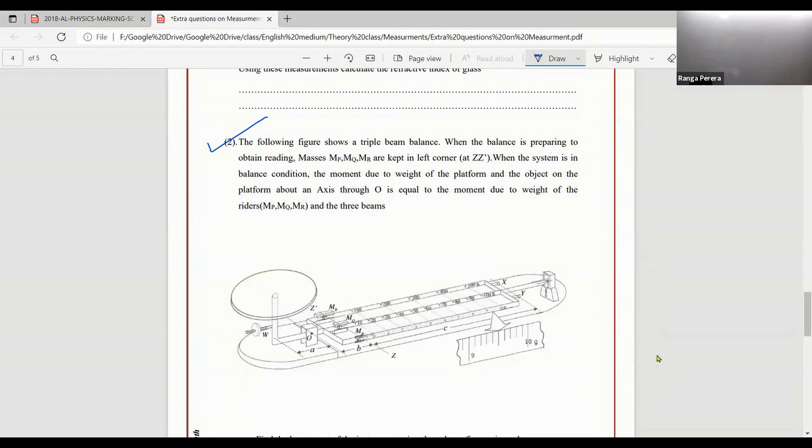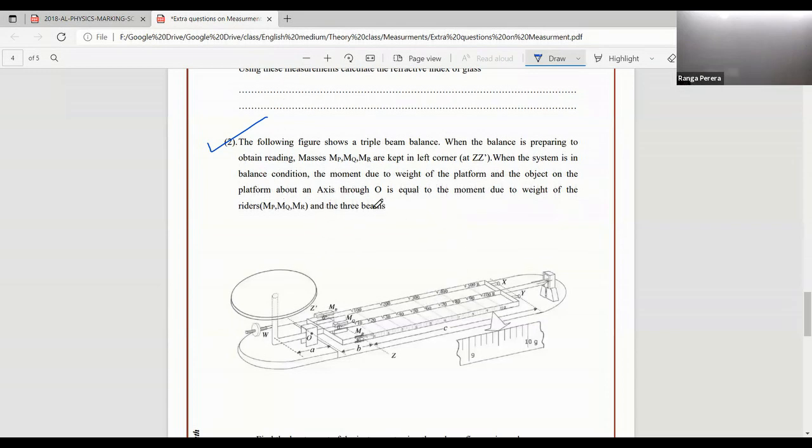The following figure shows the triple beam balance when the balance is preparing to obtain mass. MP, MQ, and MR are kept in the left corner. When the system is in balanced condition, the moment due to the weight of the platform and the object on the platform about an axis through O is equal to the moment due to the weight of the riders and the three beams. So don't think about that.